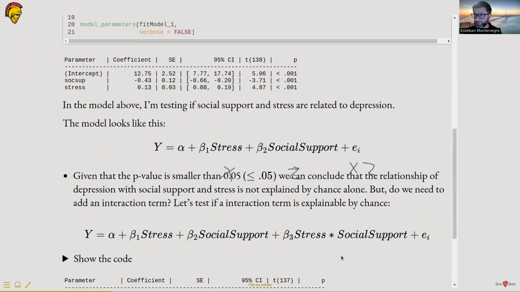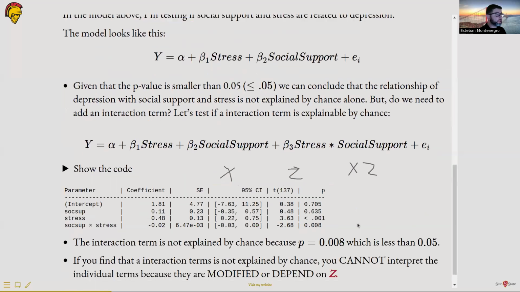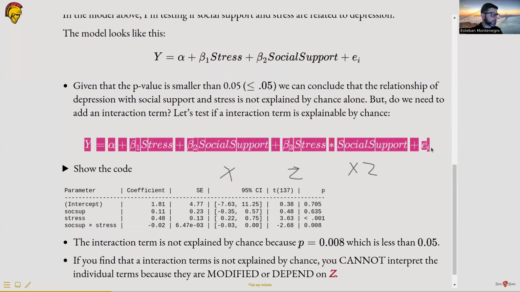Interaction means moderation, and moderation is related to the word depends, right? So in this case, what I'm saying in this equation is that the relationship between stress and depression depends on social support. That's what I'm saying, right? And actually, I should write it down. And let me see what happens when I copy this.